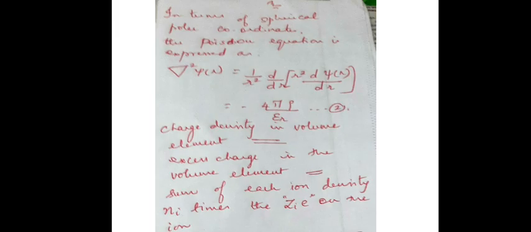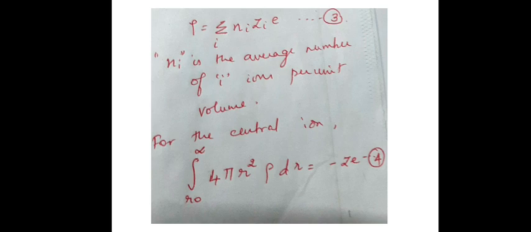In terms of spherical polar coordinates, the Poisson equation is given as del square psi r is equal to 1 by r square d by dr of r square d psi r by dr. This is equal to what we gave as the previous Poisson equation, minus 4 pi rho by epsilon r. The charge density in a volume element is equal to the excess charge in the volume element, and this is equal to the sum of each ion density Ni times the charge Zie on the ion. Zie is nothing but the charge.